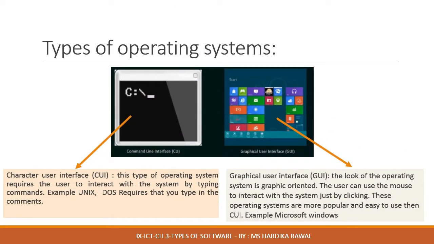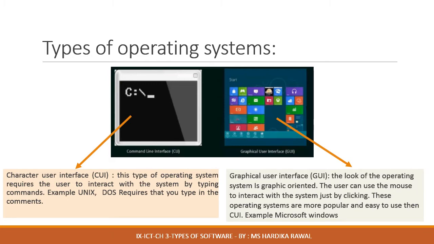The operating systems are classified into CUI and GUI based on the way they interact with the user. Character User Interface, the CUI. This type of operating system requires the user to interact with it by typing commands. Unix, DOS, etc. requires that you type in the commands. The user will have to memorize all the commands. There are no graphics in this type of system. So to perform any operation, you require a command.